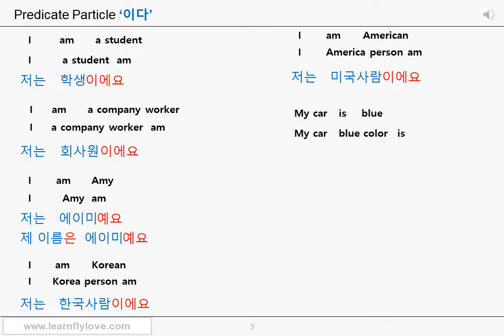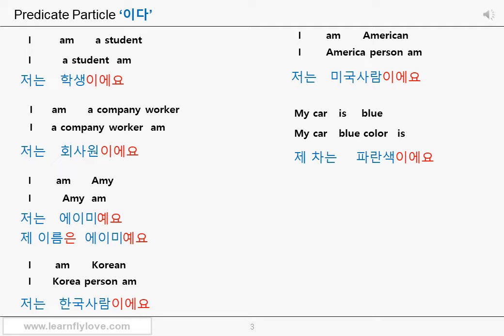Next example. My car is blue. The word blue here is an adjective in English because you need to use a noun before the predicate 이에요, 예요. It should be more like my car blue color is. Not just blue as an adjective, but blue color as a noun. My car, 제 차는 blue color, 파란색, and 이에요 right after. 제 차는 파란색이에요. My car, blue color, is.